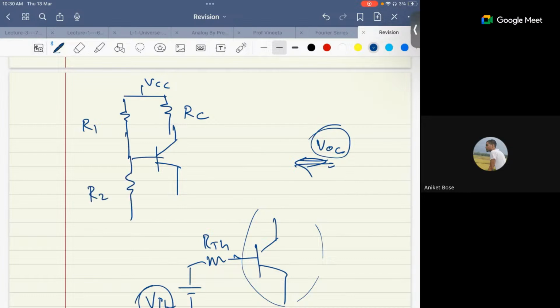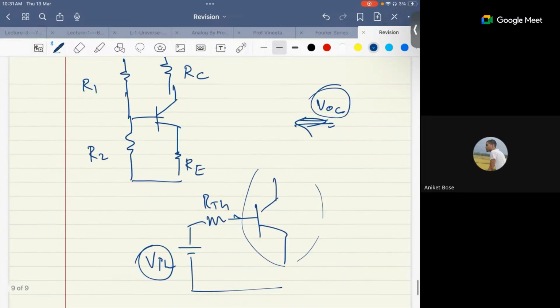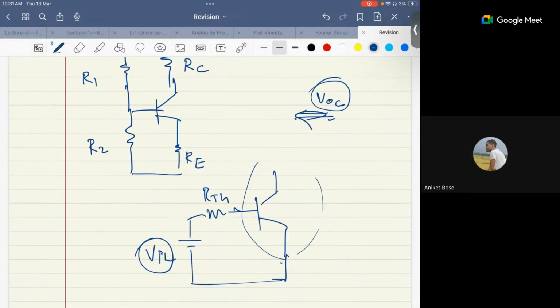This is R2. This is RE. And this circuit you have to replace with Thevenin. This BJT you are taking as a load. So how will you do? This is the circuit that you have.